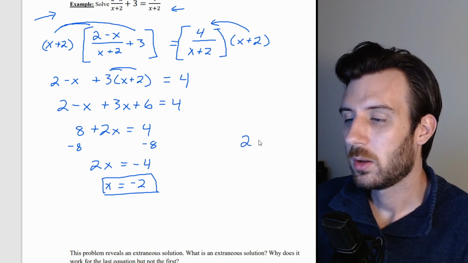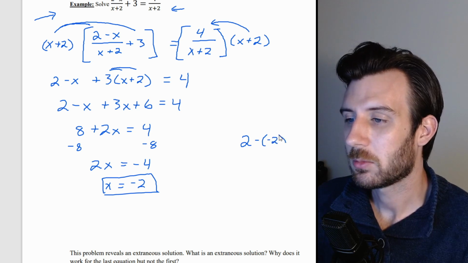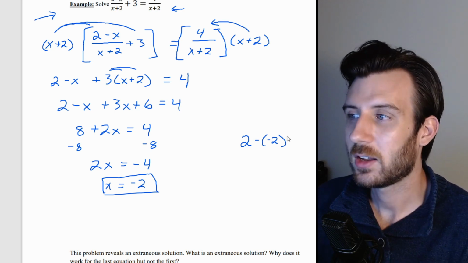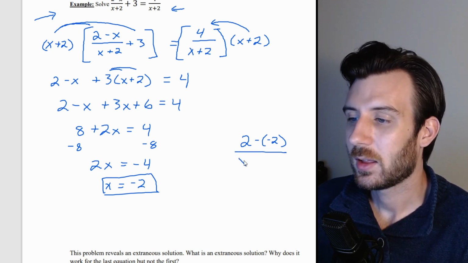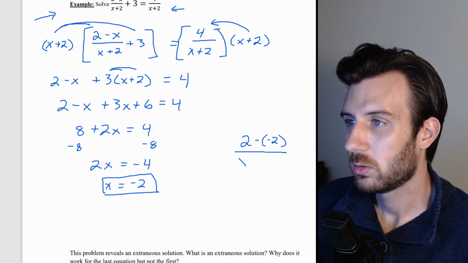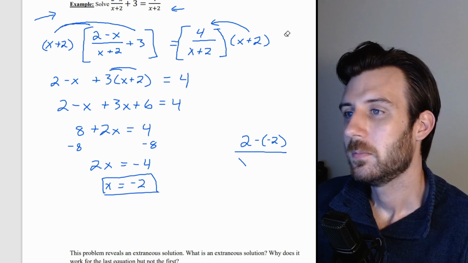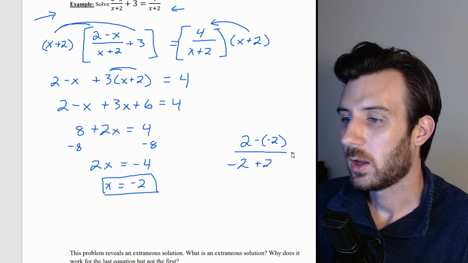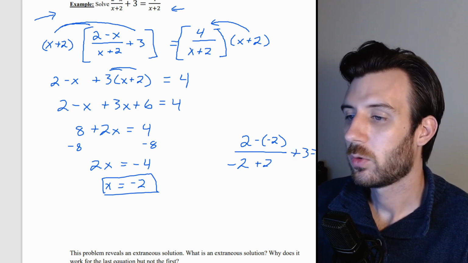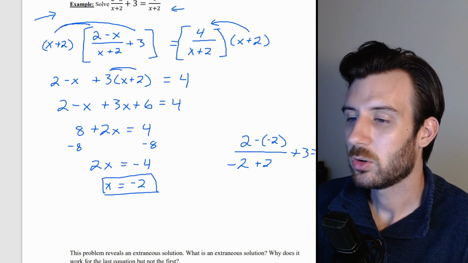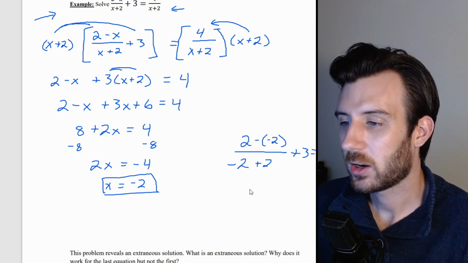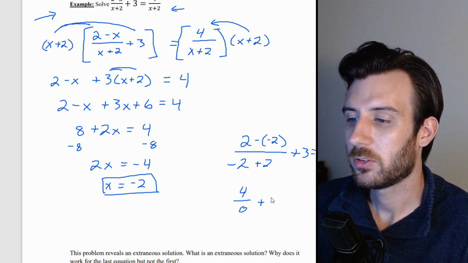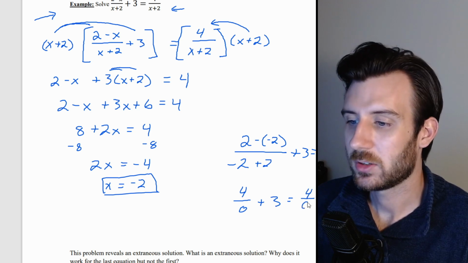That's going to be 2 minus a negative 2. Again, I'm just starting from the very beginning problem, and I'm putting in negative 2 everywhere I see an x. So it's 2 minus negative 2 divided by, instead of x, let's do negative 2 plus 2. Okay, so let's erase that out. Negative 2 plus 2 plus 3 equals 4 divided by negative 2 plus 2. Okay, great. If we simplify that all up, that would be 2, and then minus a negative 2 would be 4 divided by 0 plus 3 equals 4 divided by 0.